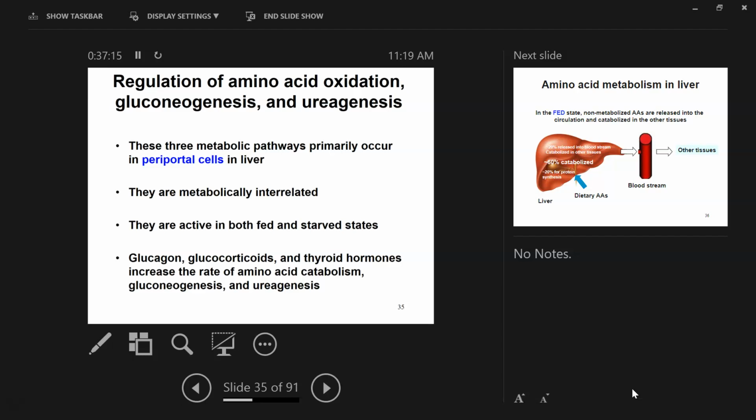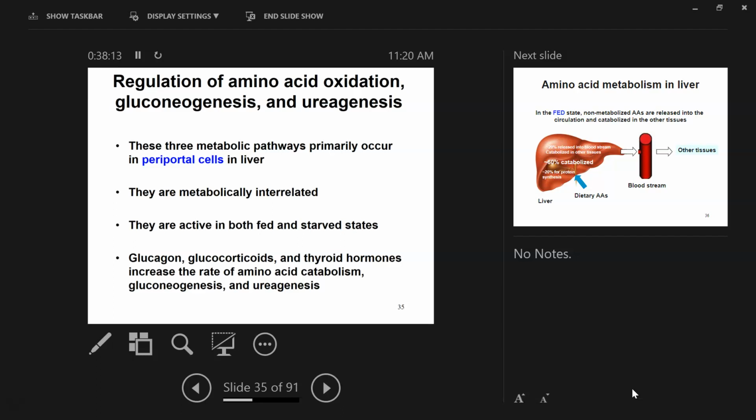All right, so regulation of amino acid oxidation, gluconeogenesis, and ureagenesis. These three metabolic pathways primarily occur in the periportal cells in the liver. The liver has different types of hepatocytes, right? I think in a couple of slides later, we're going to show you the location of the different types of hepatocytes, which metabolize amino acids differently. And these three pathways, amino acid oxidation, gluconeogenesis, and ureagenesis or the urea cycle, are actually interrelated and coordinately regulated together.